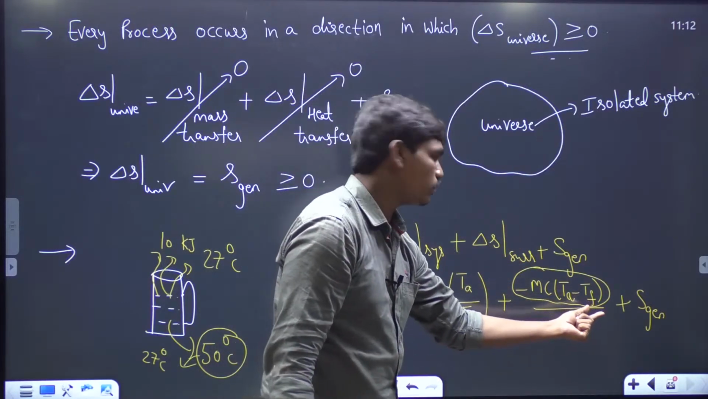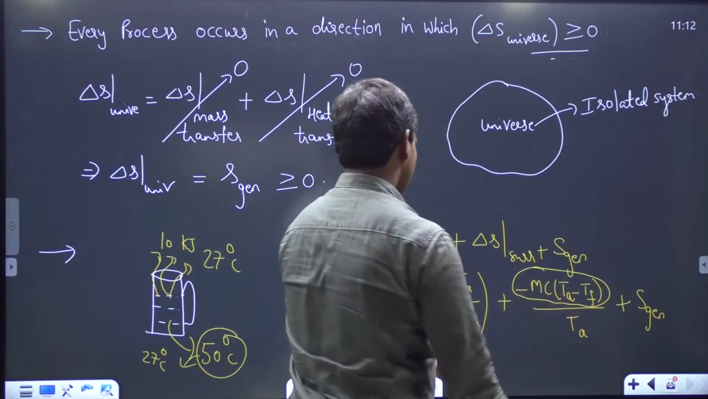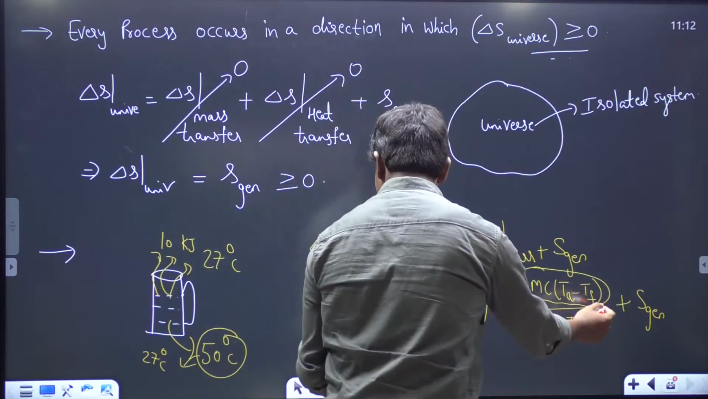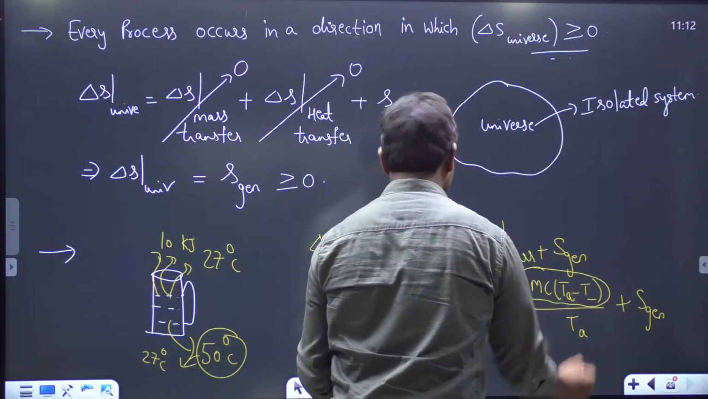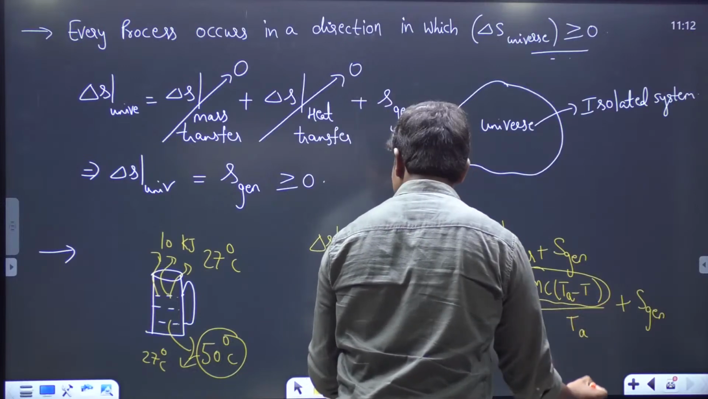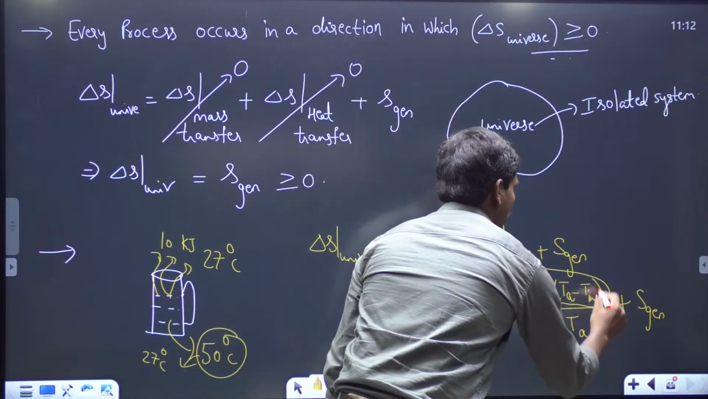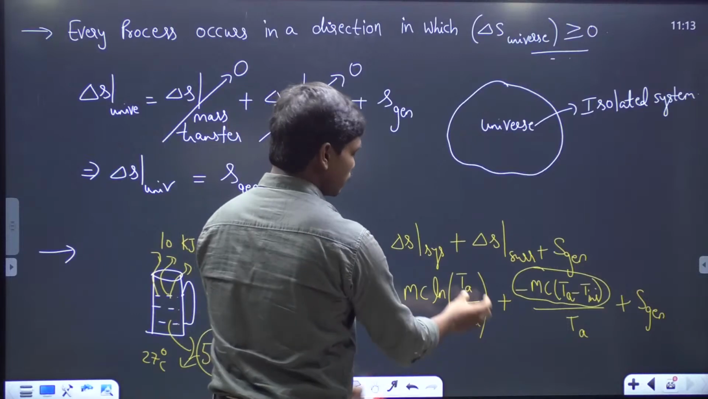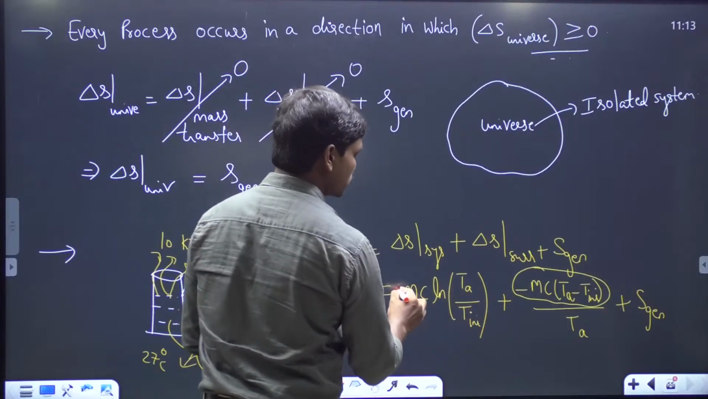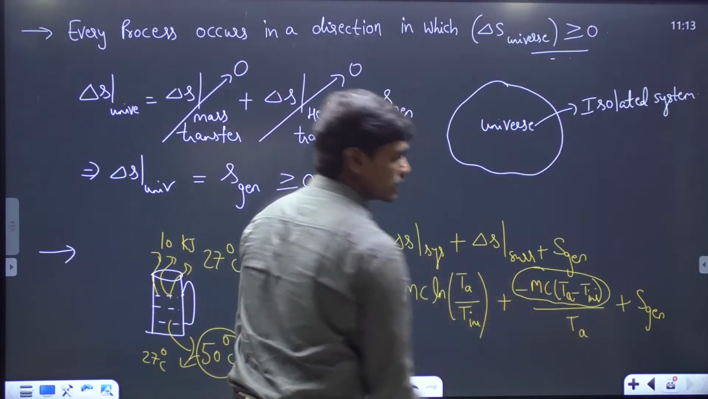Now if you talk about this value, this is heat addition to the atmosphere. Tf will be, this is Ta minus T initial actually, the initial temperature of the coffee. So this value is always greater than or equal to 0, because logarithms generally possess smaller values when compared to this Ta and all these things, correct?